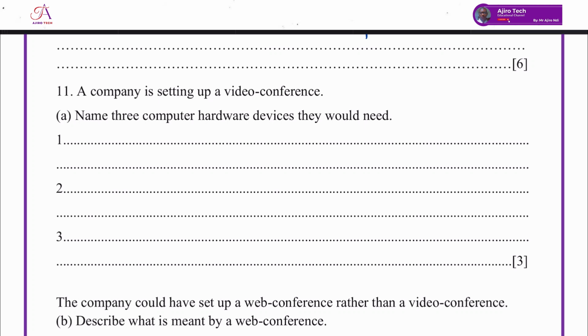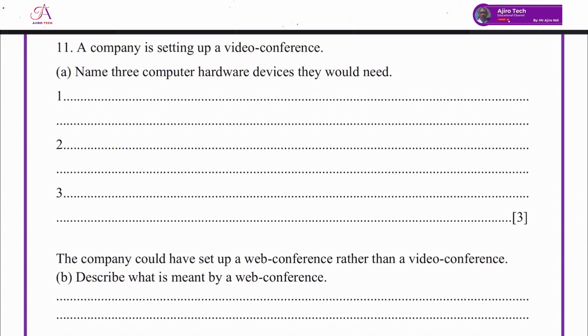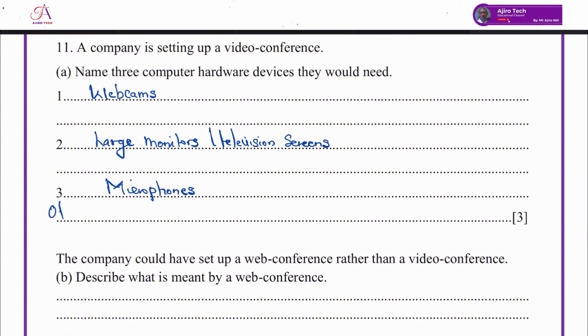So one, you need webcams, so they can actually see you. You need a large monitor or television screen. And of course you need a microphone, so they can actually hear you when you're talking. You can actually talk to it. And of course, for the other people to hear you, I'll probably add this as others. You need a speaker, so you can actually hear when others are talking, and also they can hear you when you're talking.